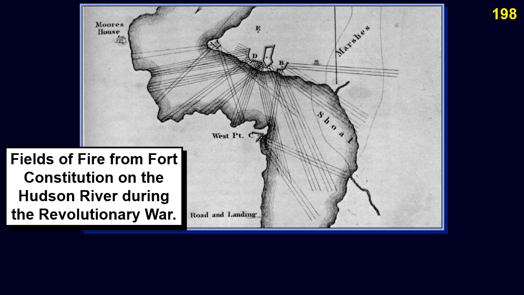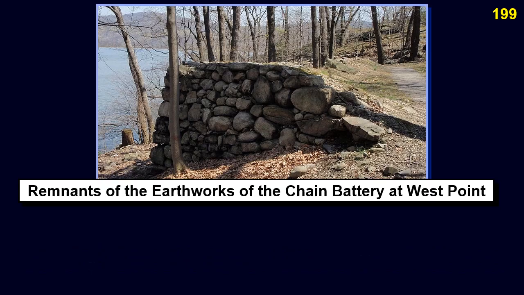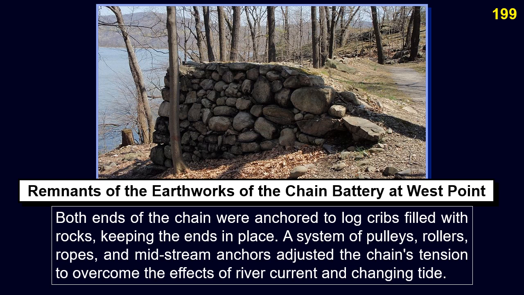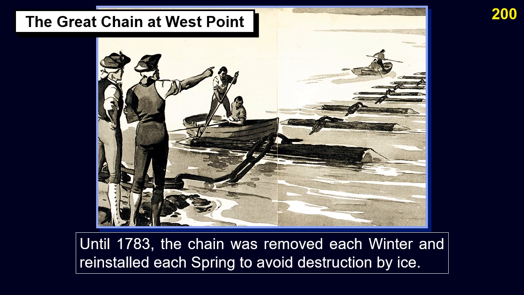The northern end of the chain was anchored to Constitution Island, and the southern end was secured to a small cove on the western bank of the river. Both ends of the chain were anchored to log cribs filled with rocks, keeping the ends in place. A system of pulleys, rollers, ropes, and midstream anchors adjusted the chain's tension to overcome the effects of river current and changing tide. Until 1783, the chain was removed each winter and reinstalled each spring to avoid destruction by ice.